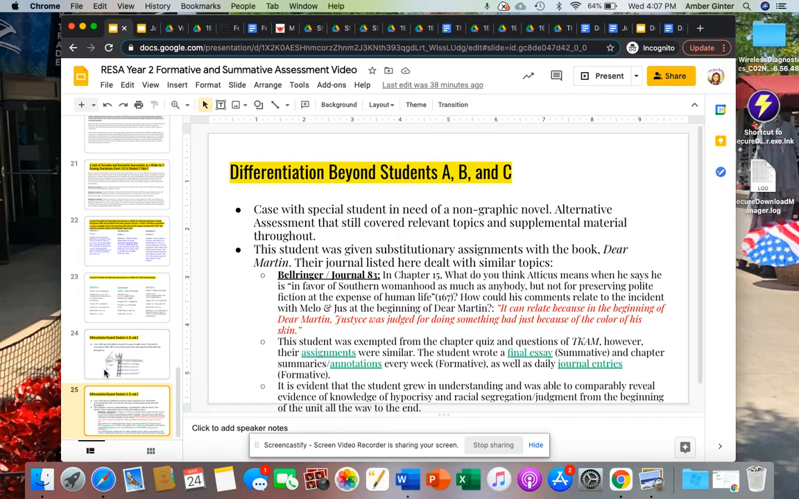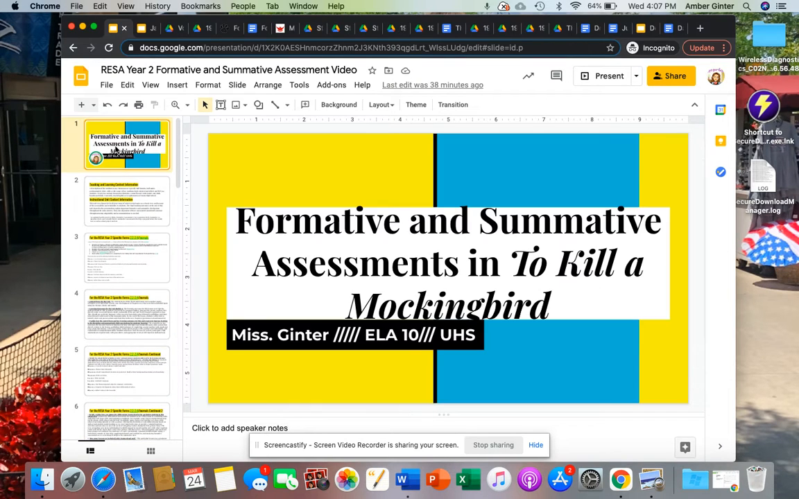So, all in all, that is my formative and summative assessments in To Kill a Mockingbird, and I hope that answers all of your questions. It is a great unit to teach, and I highly recommend it.